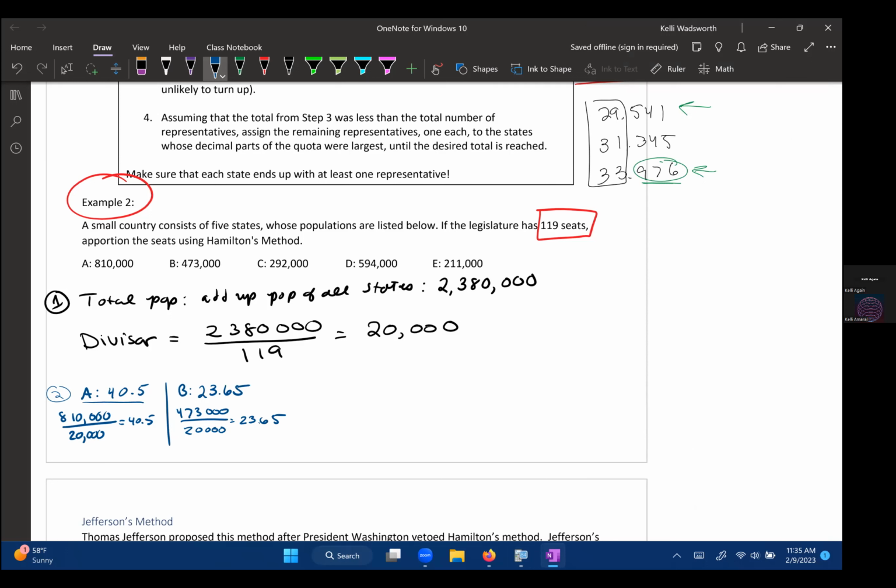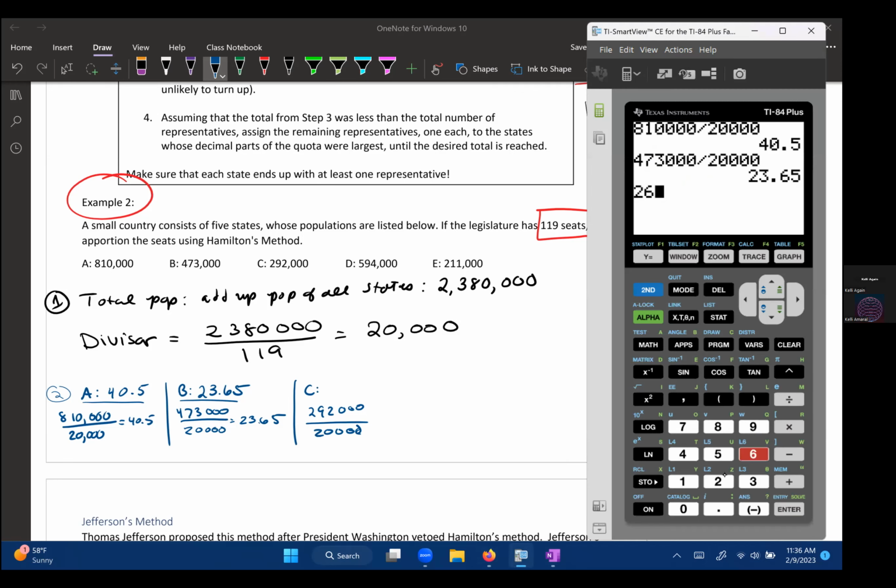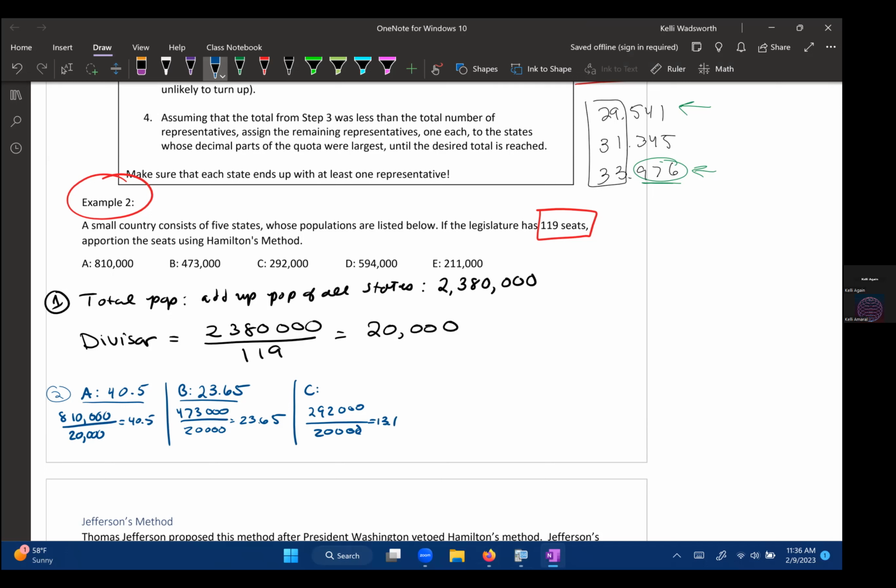Okay, that's A's quota, that's B's quota. C's quota: C's population is 292,000. You divide that by the divisor, 20,000. That's 292 divided by 20, which is 13.1. Okay, 13.1. I like it. All right, we got 2 more.